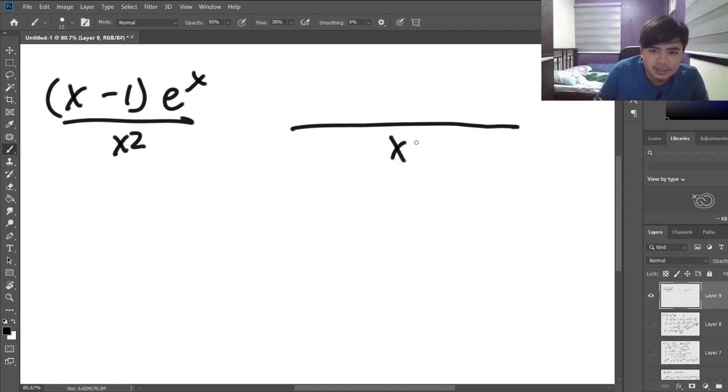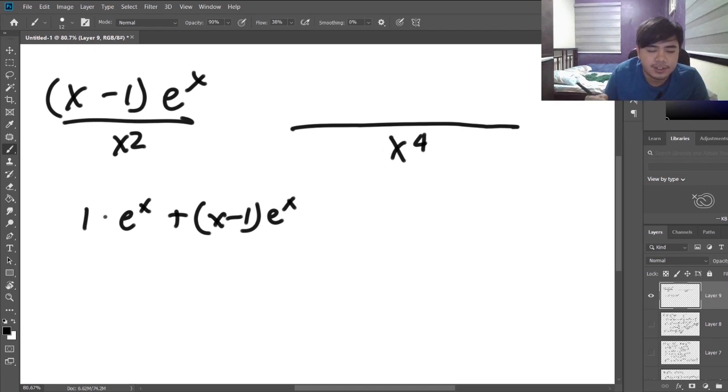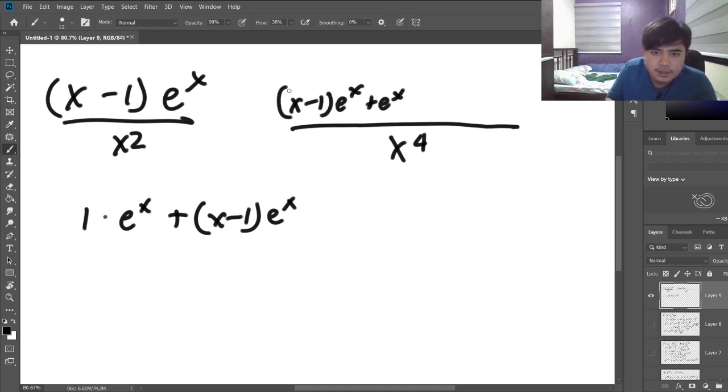So we square the bottom, so x to the 4. So the derivative of the top, what was the derivative of x minus 1 times e to the x? God, I created this question. So x minus 1, that is 1 times e to the x plus x minus 1, then multiply by e to the x, since that is the derivative of e to the x. So we get x minus 1 e to the x plus e to the x.